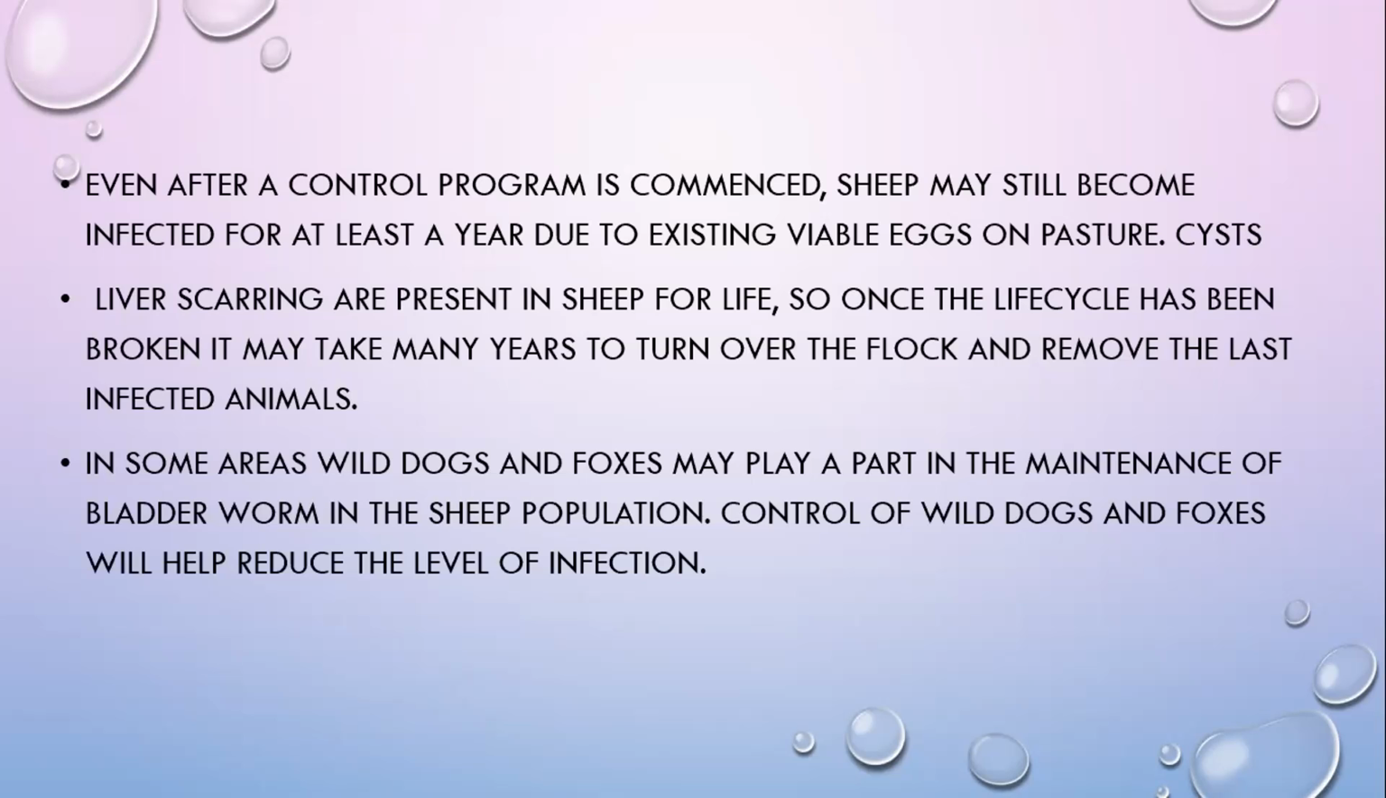Though the liver scarring is present in sheep for life, and though the life cycle has been broken, there is every chance that the life cycle will continue because of the presence of eggs in the pasture. So control of the dog population, and since wild carnivores are also primary hosts, control of this population can also aid in prevention of this infection.